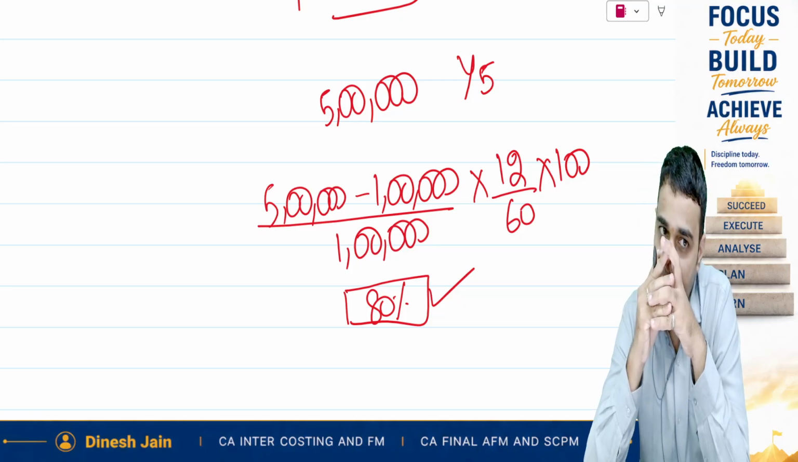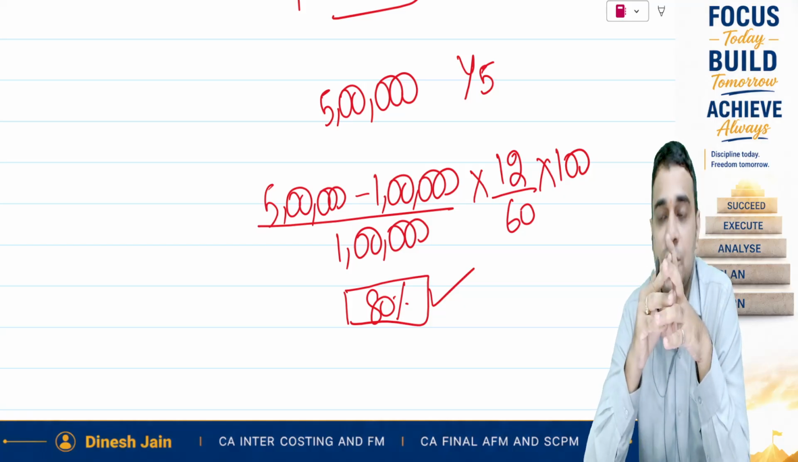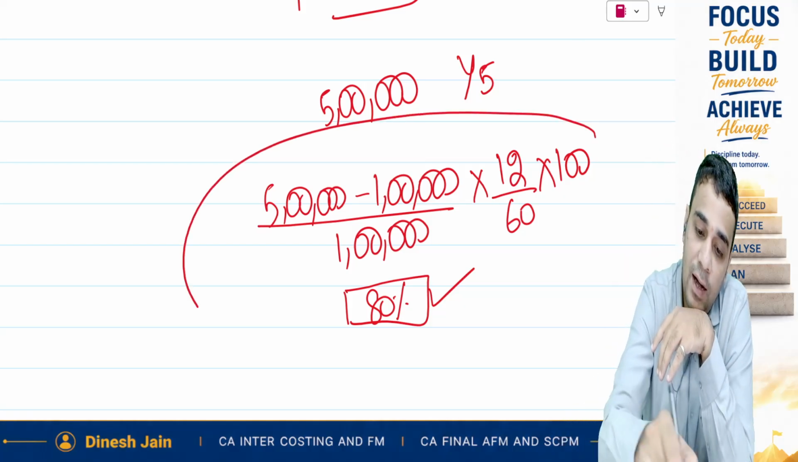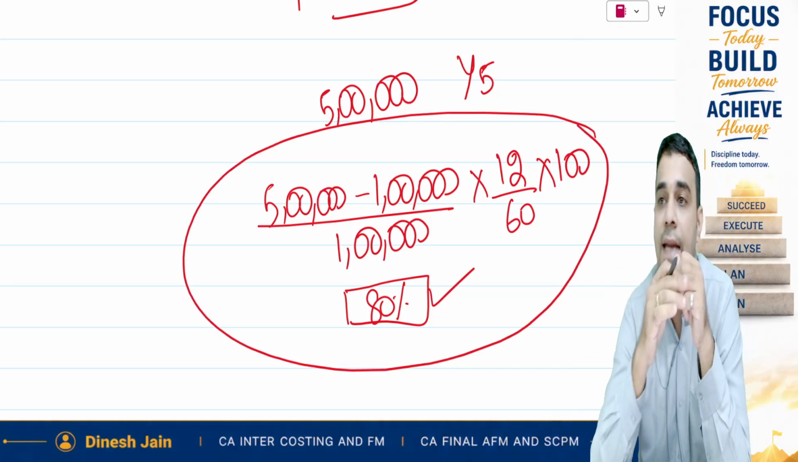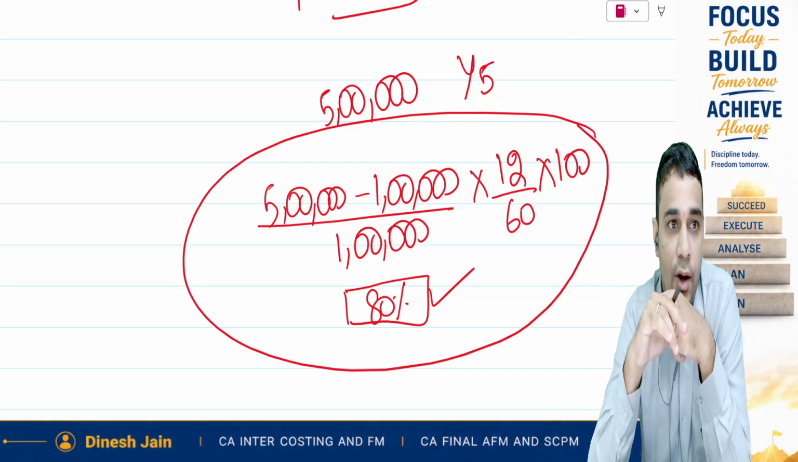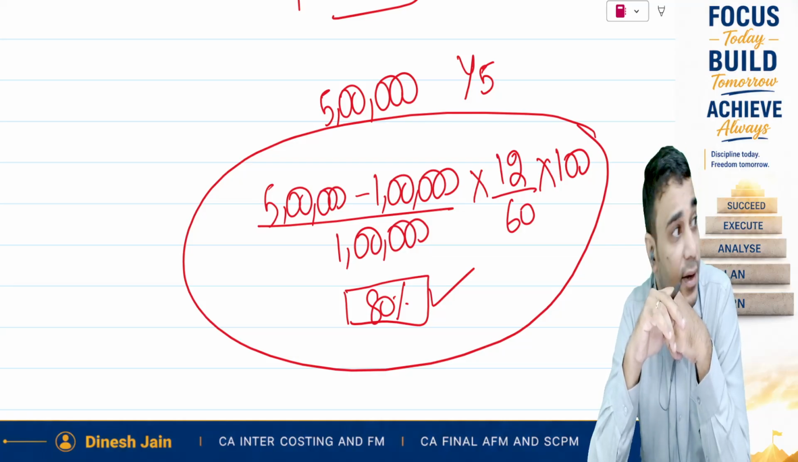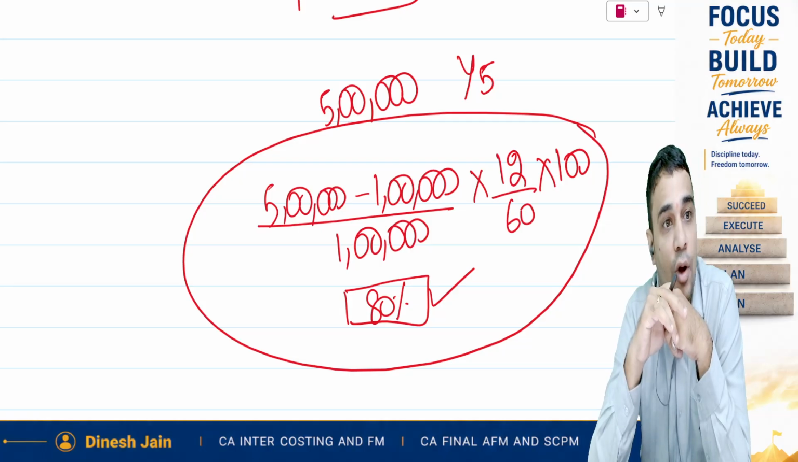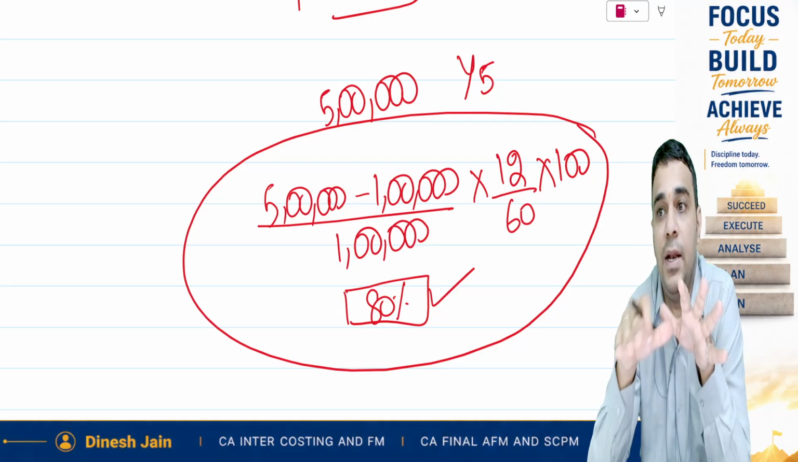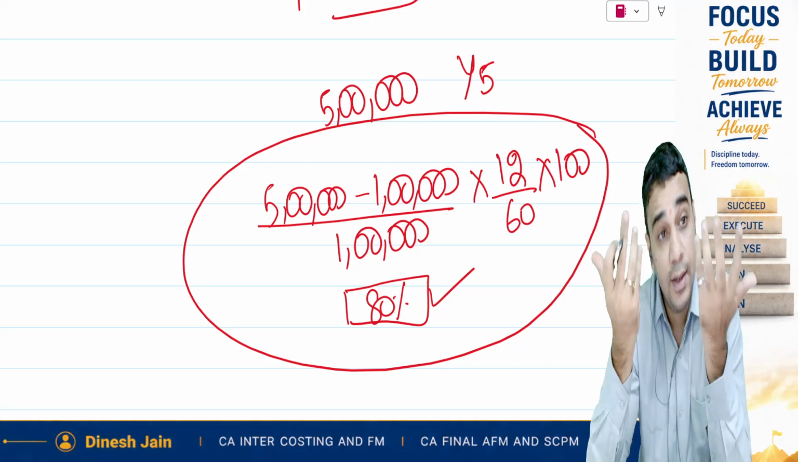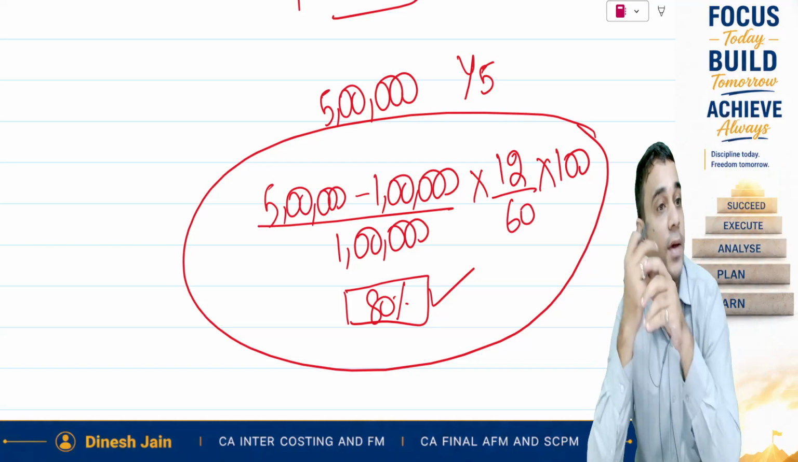Understood? No, your answer is right. So the point is this formula does not consider time value of money. It does not consider a concept called compound interest. It is a simple interest calculation. In reality, returns are always compound interest.